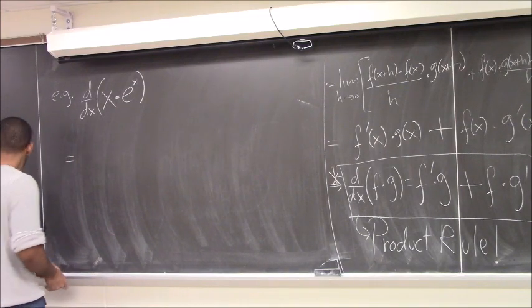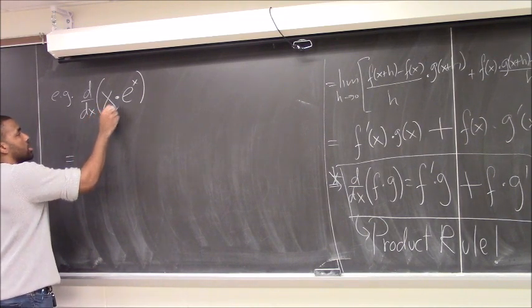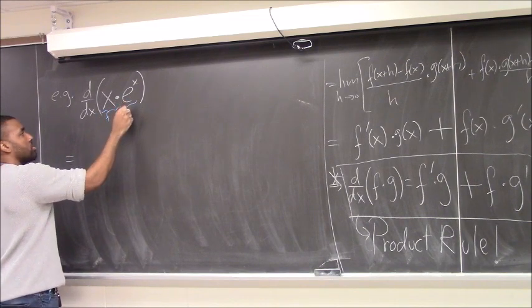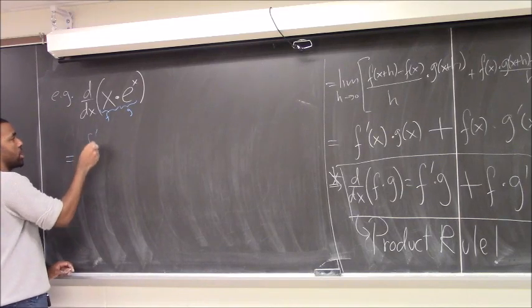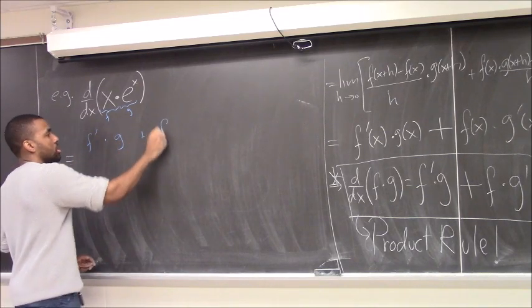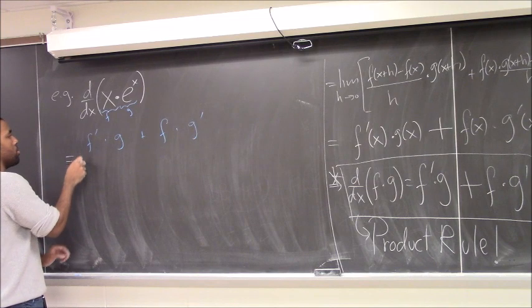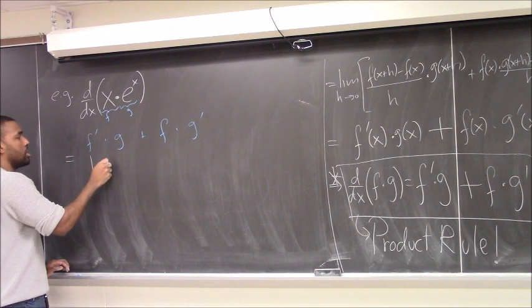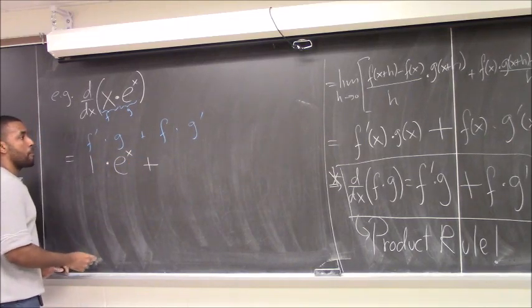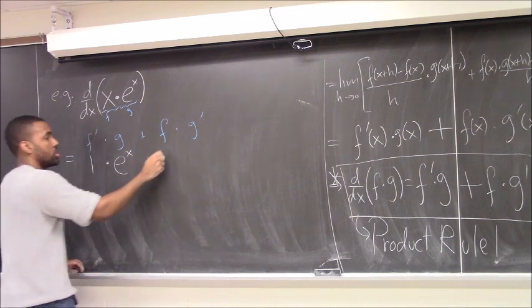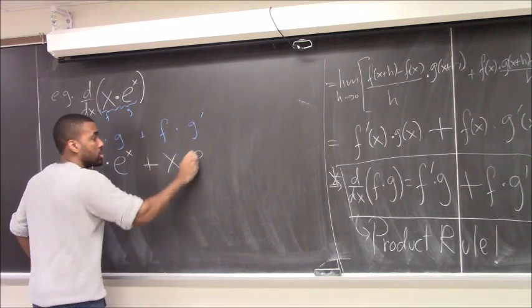So I know, in your mind's eye, just think of these as two different functions. You put the multiplication. And then you just apply the rule. You're going to write down f prime times g plus f times g prime. You just pretty much write them down. So what is f prime? 1. That's just 1 times g, which is the original function, e to the x, plus x, f, which is the original function, times g prime. Derivative of e to the x is e to the x.